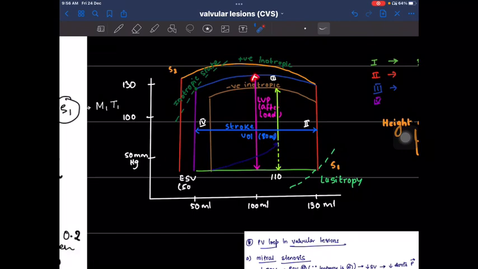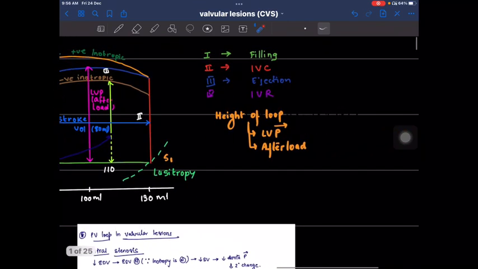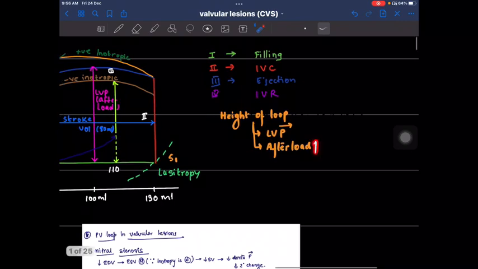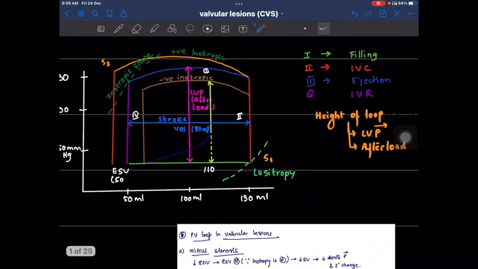Then you can ask, what does this vertical length suggest? This vertical length suggests, of course, the pressure in the left ventricle, right? Left ventricular pressure. And the more the afterload, the more will be the pressure. So it also suggests the afterload. What is afterload? Afterload is the resistance against which the ventricle is pumping the blood. So you can say that systemic vascular resistance is a kind of marker of afterload. So the more the afterload, the more the left ventricular pressure. So this is now your normal PV loop.